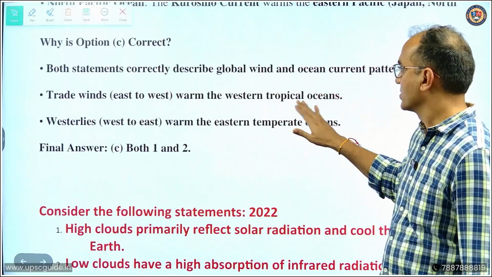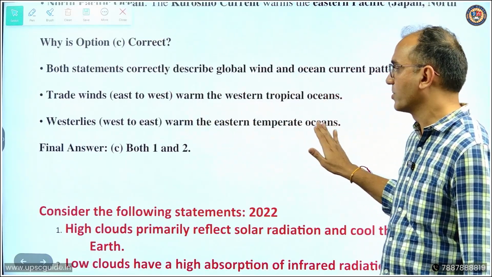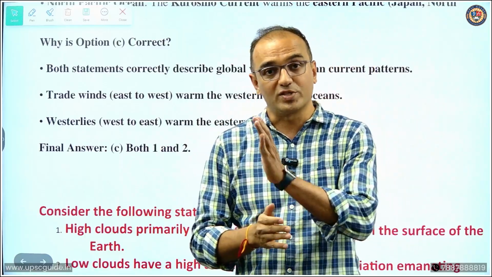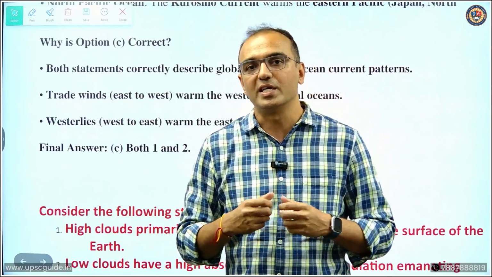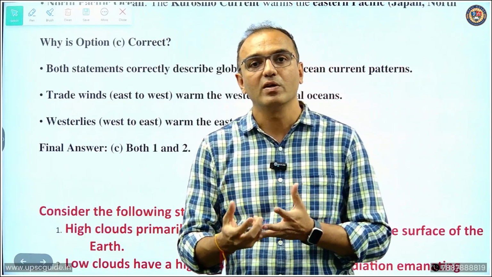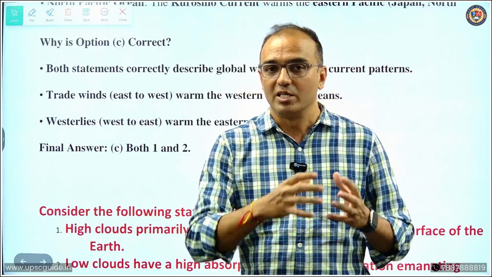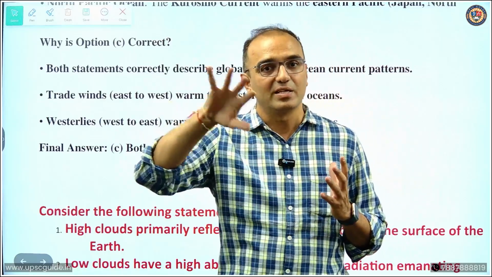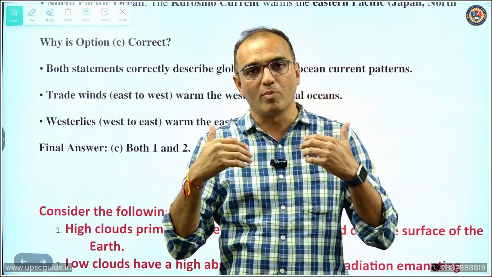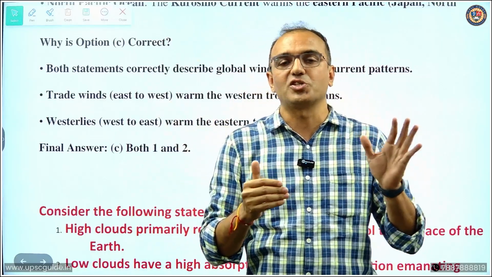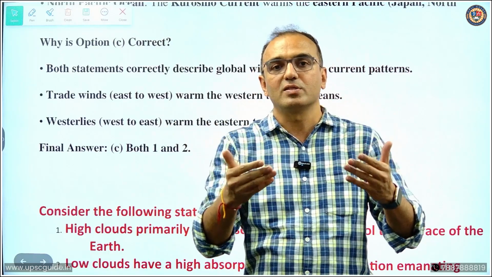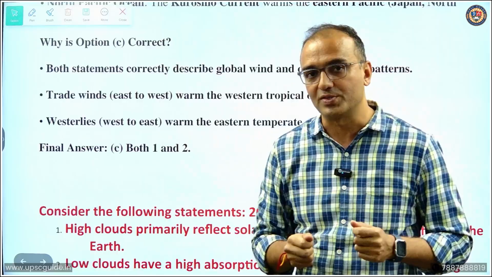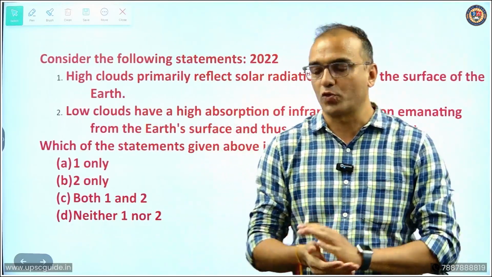Trade winds warm the western tropical ocean, westerlies warm the eastern temperate ocean. So, answer is C. This is also the reason why the western coast of Scandinavia, Norway, doesn't freeze even during harsh winters. The warm water carried from the Gulf Stream and North Atlantic Drift makes that eastern portion warm. So when you talk about the tropics, the western section of the ocean would be warmer. Beyond the subtropical high pressure belt, the eastern section would be warmer because of the impact of westerlies. Okay, let us look at the next question.